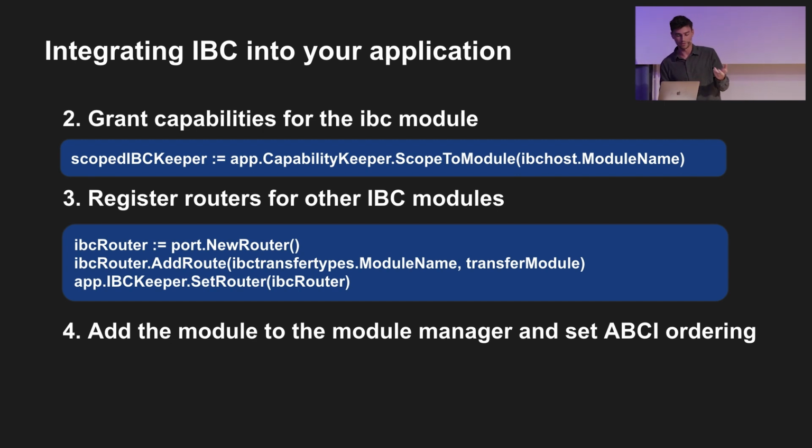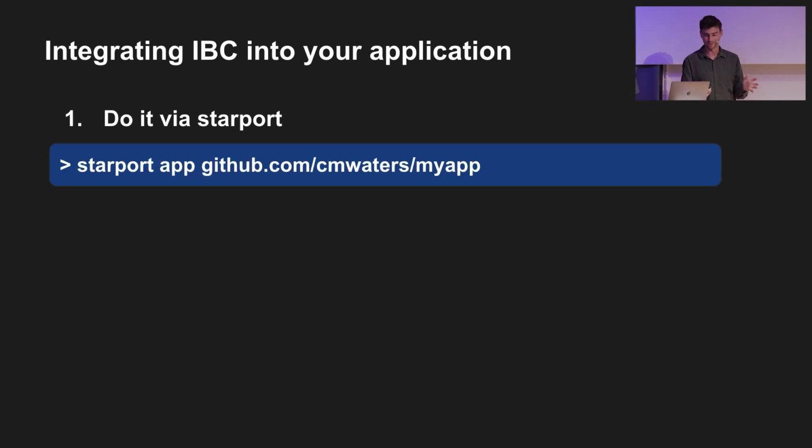So you can see here, you add the route. It has the IBC transfer type name, which is the transfer module, and then you just set it as the router. And the last thing, which you'll learn if you're creating modules as well, is that you need to add it to a module manager, and you need to set the ABCI ordering. Now, this sounds like a lot, and so the Starport team have done a great job of simplifying this into a single command.